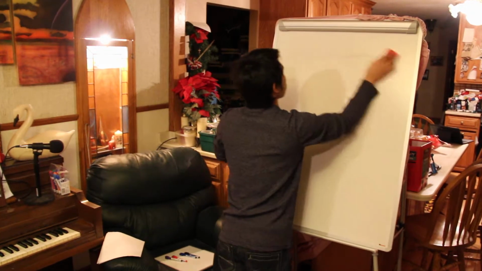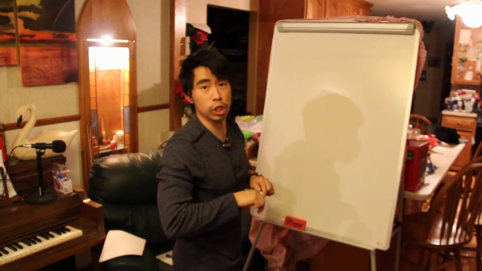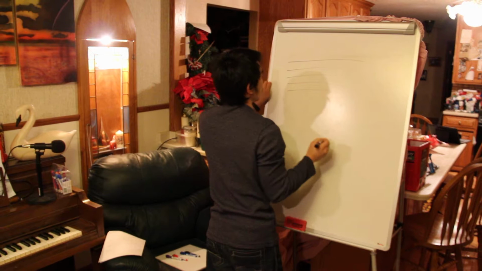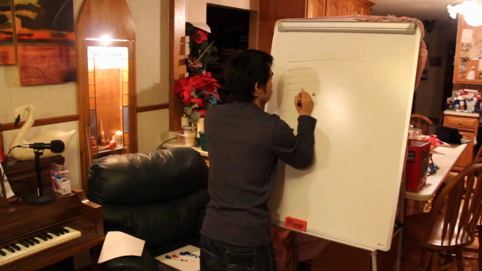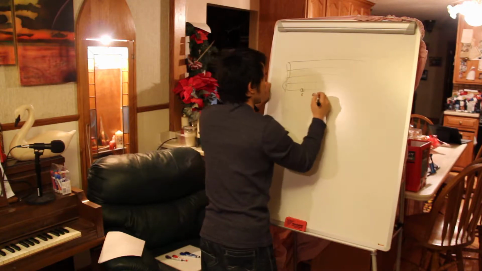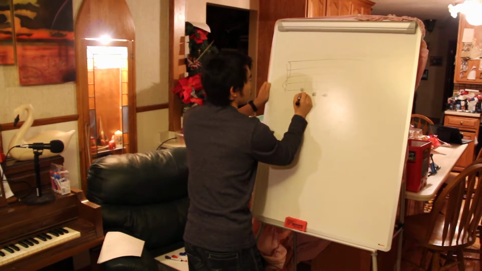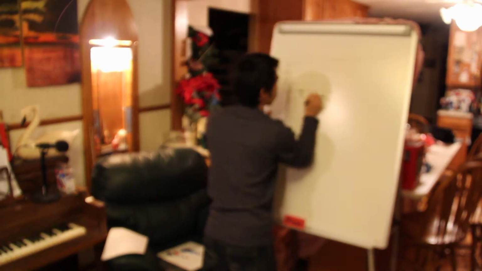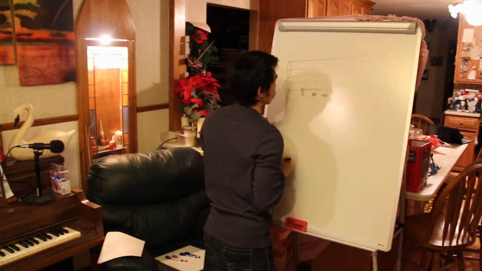Now it's important to be aware of the difference between a tie and a slur. So you've got the staff and you've got a quarter note on G, down to an E, down to a D, down to a C. This right here is not a tie. A tie is on the same interval as the note itself.